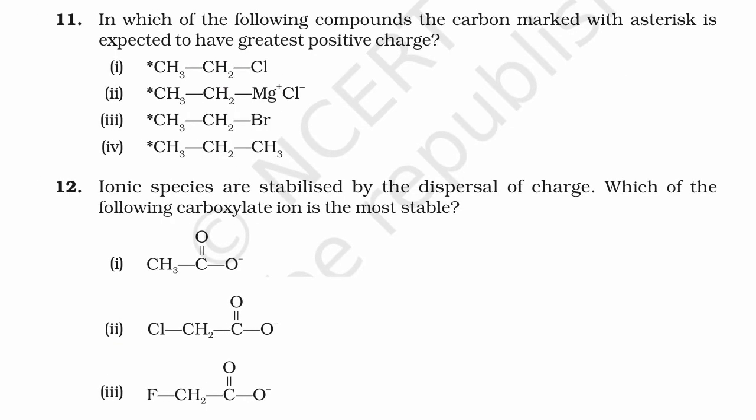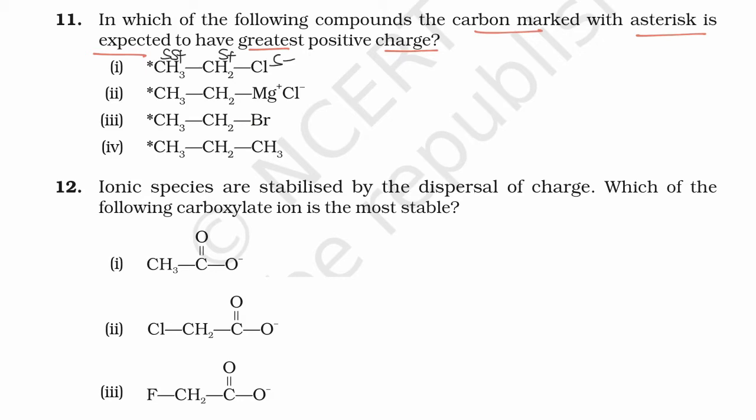In which of the following compounds is the carbon marked with an asterisk expected to have the greatest positive charge? Now chlorine has higher electronegativity than carbon, so chlorine will acquire a partial negative charge and carbon will acquire a partial positive charge. Now with increasing distance, the positive charge decreases.